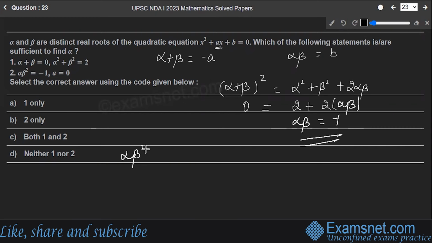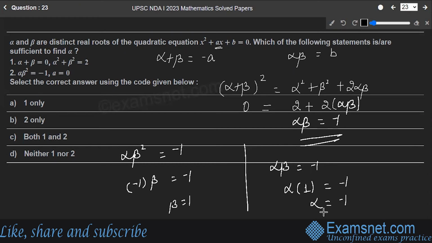It says alpha beta square is equal to minus 1. We know alpha beta is equal to minus 1. So minus 1 into beta is equal to minus 1, which makes beta equal to 1. So if we got the beta, we can find out alpha also, because alpha into beta is equal to minus 1, which makes alpha into 1 equal to minus 1. That means alpha is equal to 1.